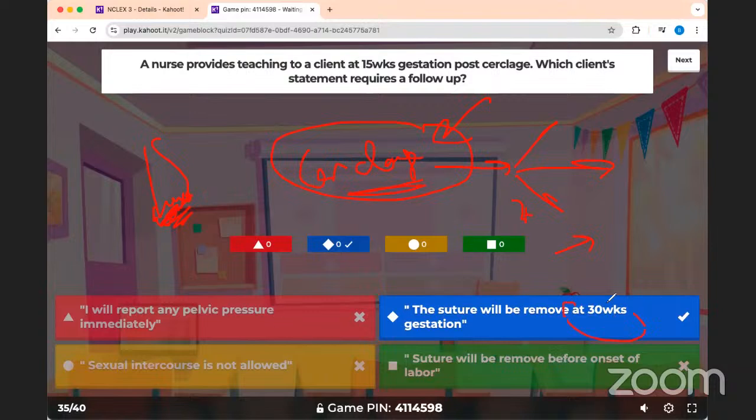We don't remove the sutures. They stay there until 36 to 37 weeks, until you have to. And even if you don't know, look at blue and green. They're contradicting each other. This is how you answer a question.